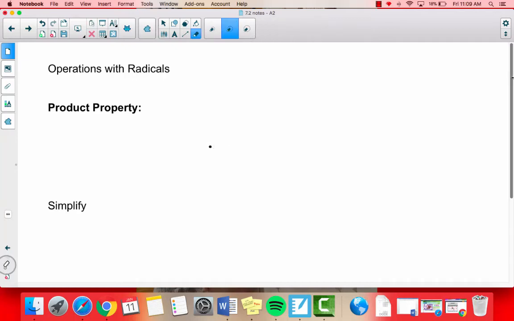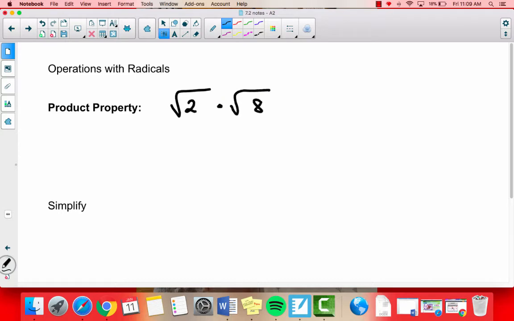All right, everybody, to continue our radicals section, we're going to be talking about quite a few properties that you can use with radicals. So the first one we're going to start with is the product property. Basically what this says is that you could have two radicals of the same index, for example, square root of 2 times the square root of 8. And if it's the product or the multiplication of them, then I can combine those into one.